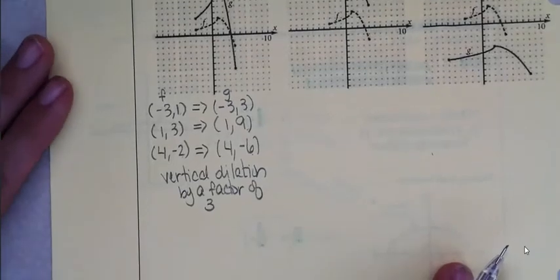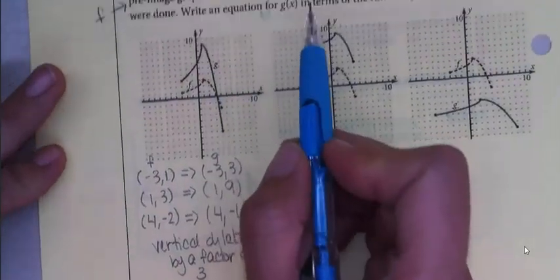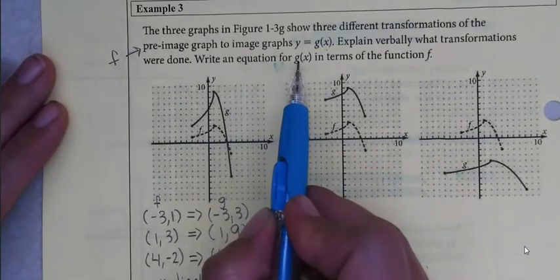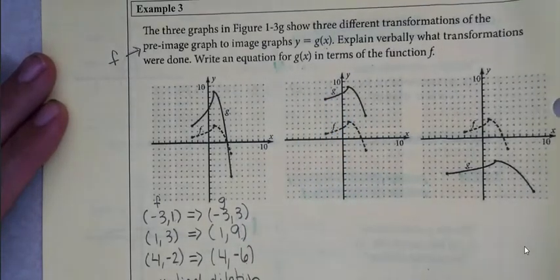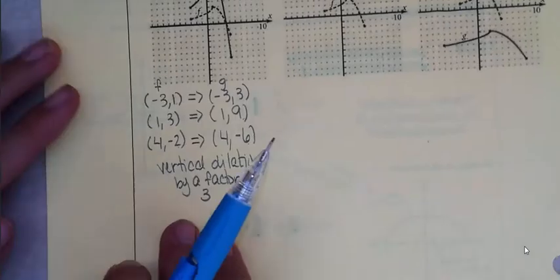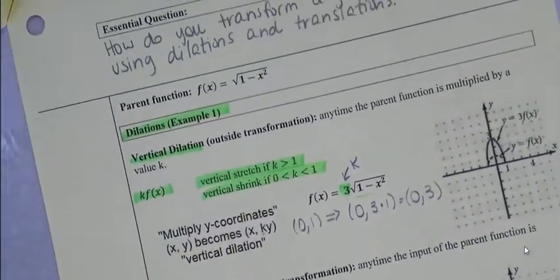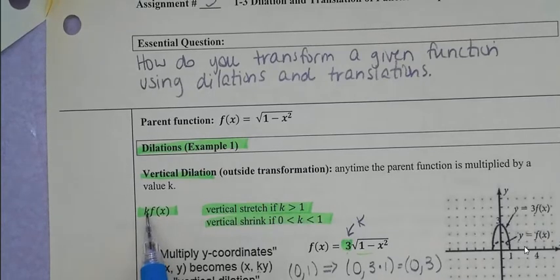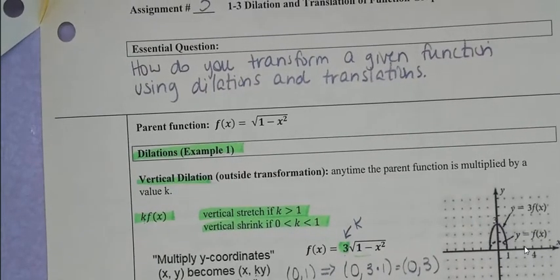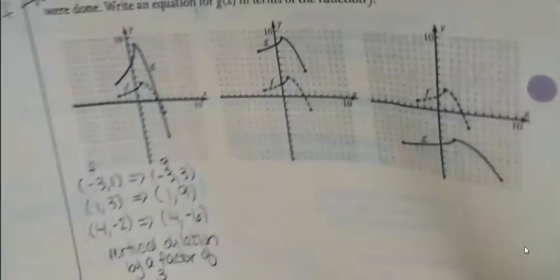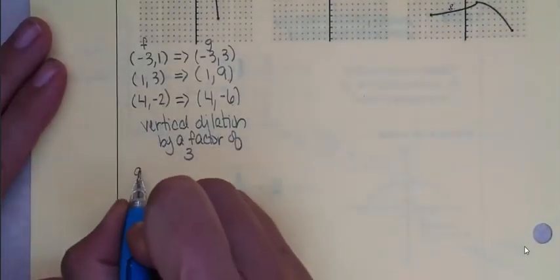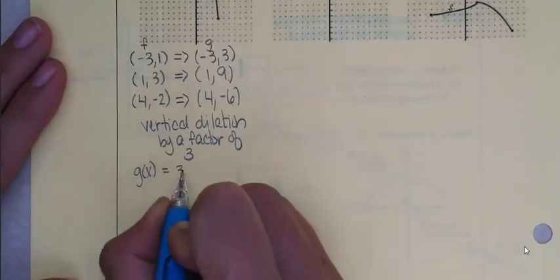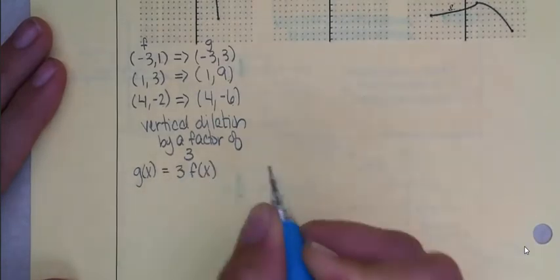Okay. All right, so now I need to write an equation for g of x in terms of the function f. So if I have a vertical dilation, we take that value of k and we multiply it by the function. Well, my value of k that it's been multiplied by is 3, so it's really just 3 times f of x. So g of x is going to equal 3 times f of x.